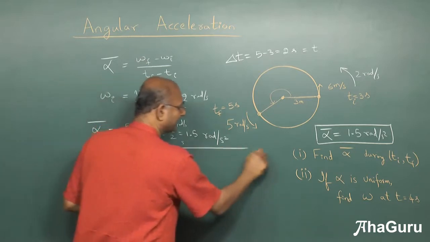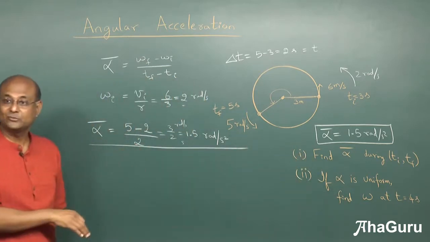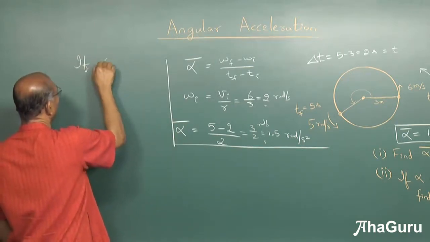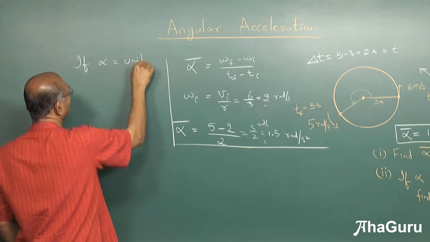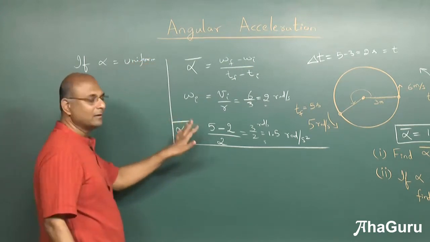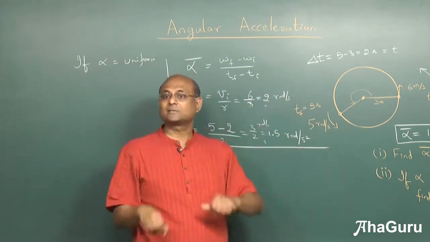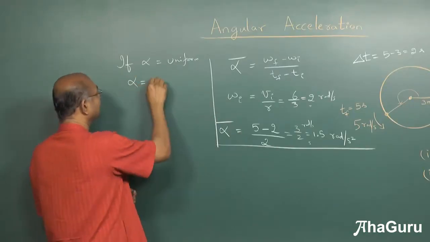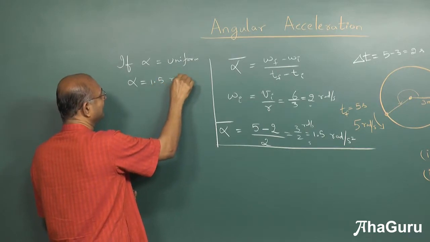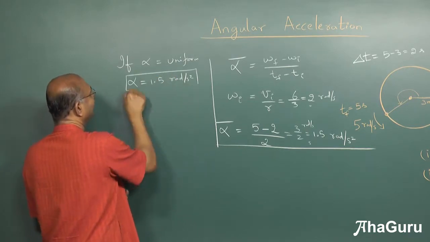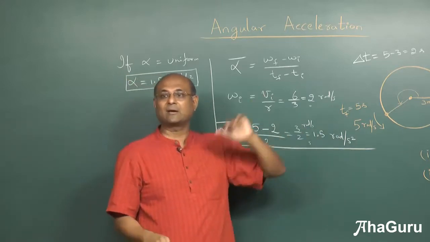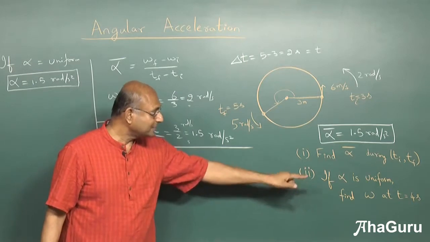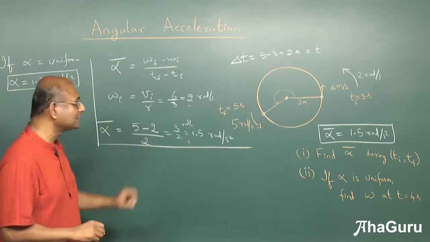The second part of the question says assume alpha is uniform. So if alpha is uniform, then the alpha has to be equal to 1.5 radians per second square. We already calculated. Then not alpha bar, just alpha itself has to be 1.5 radians per second square. How do I know? Well, if it is uniform, whatever we calculated as average angular acceleration must be the actual angular acceleration every instant. The question is asking us to find omega at t equals 4 seconds.